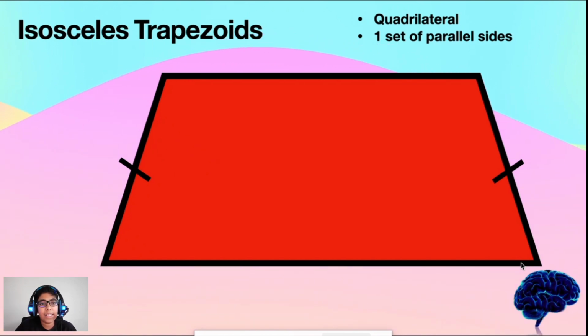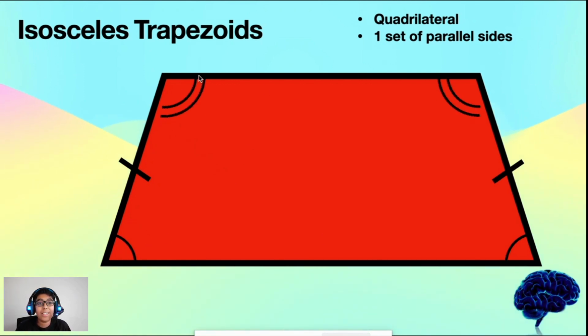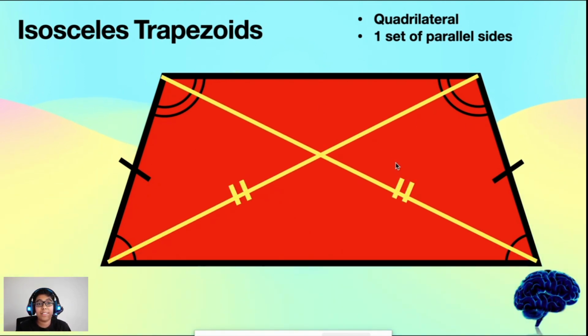And why is this so special? We'll look at a few features. Like in isosceles triangles, if you want to learn more about isosceles triangles, check out the link in the description. They're really interesting. But the base angles are congruent. These two base angles, because this is a base right here, but this is also a base, so these two base angles are also congruent. And the diagonals of this trapezoid are also congruent.